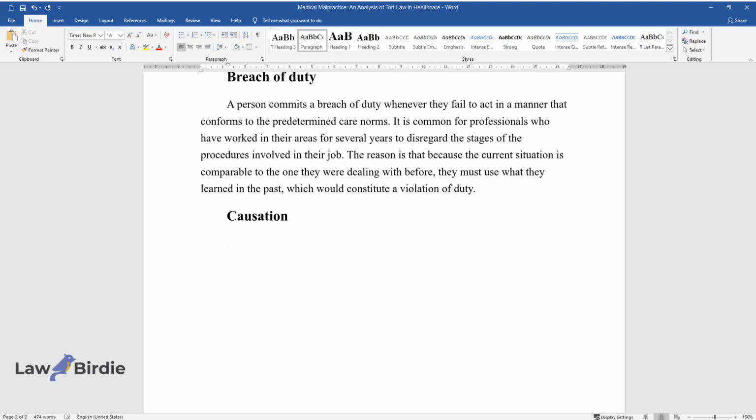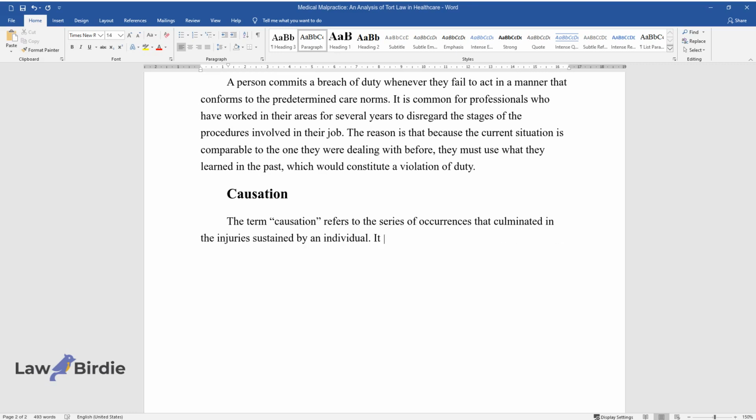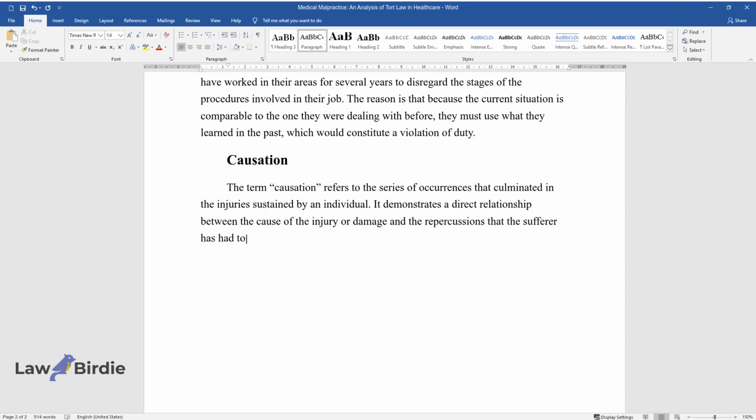Causation. The term causation refers to the series of occurrences that culminated in the injuries sustained by an individual. It demonstrates a direct relationship between the cause of the injury or damage and the repercussions that the sufferer has had to deal with as a direct result of the occurrence of the incident.